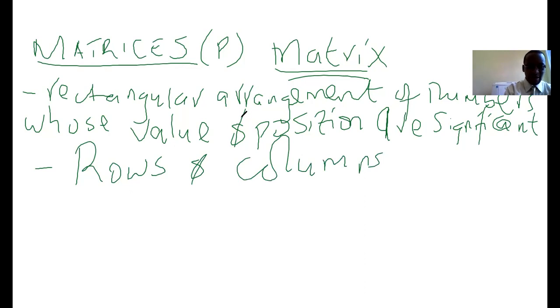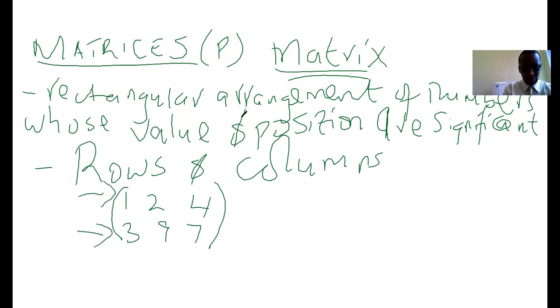So if we arrange numbers like 1, 2, 4, 3, 9, 7, like that, and we put them in brackets, this kind of arrangement, you can see it's a rectangular arrangement in two rows. Rows are the ones which run horizontal, and three columns. Columns are the vertical ones. So two rows and three columns. So this is an arrangement which we call a matrix. We have matrices appearing even in real life.